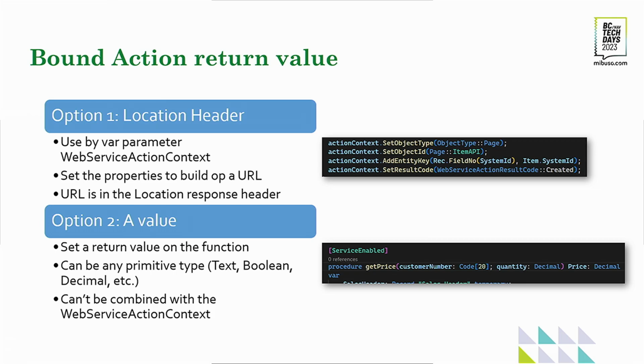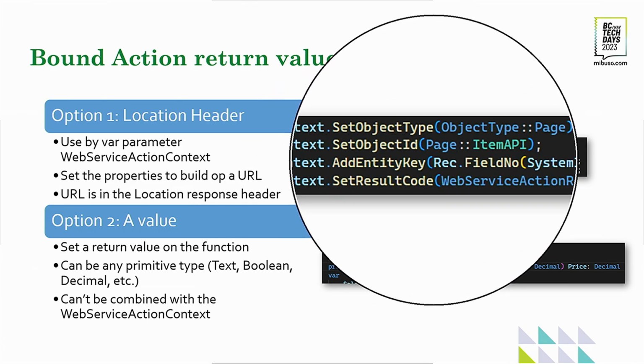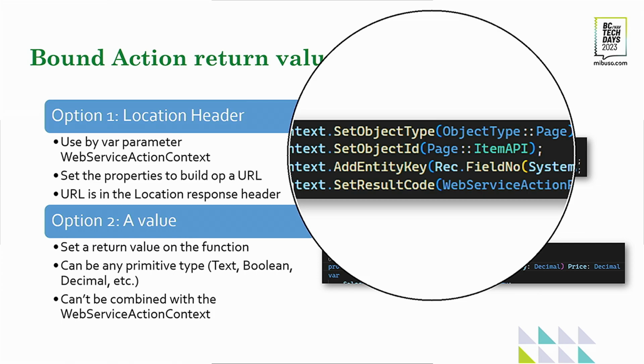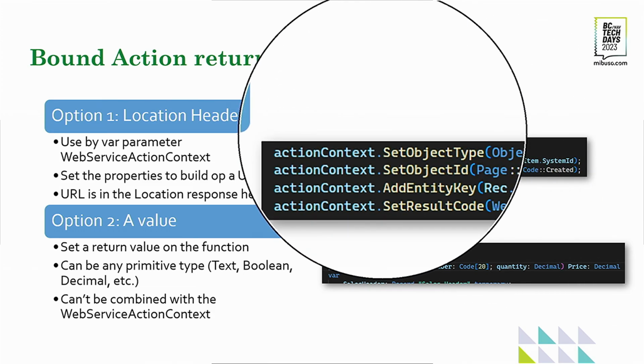And then that action can also return data. And you actually have two options. Most of you who have been using bound actions know that you can get back the location header, a location header that points to the record that has been updated. That is done with something called Web Service Action Context, and there you define a URL by supplying that you want to get the URL for a page. Which page is it, the item API page, and for which entity? So which record do you want to have on the URL? And then you also set the result code that it has been created, and that will then return a location header. I'm going to demonstrate that.